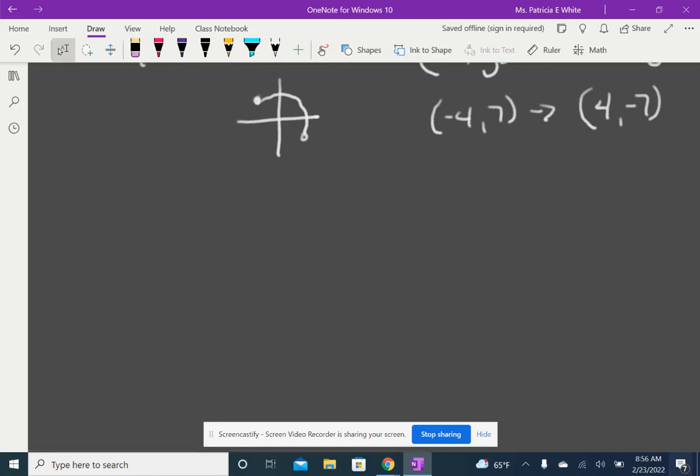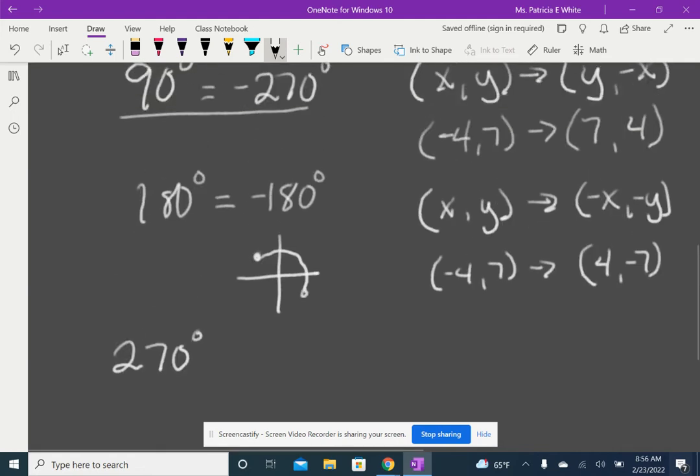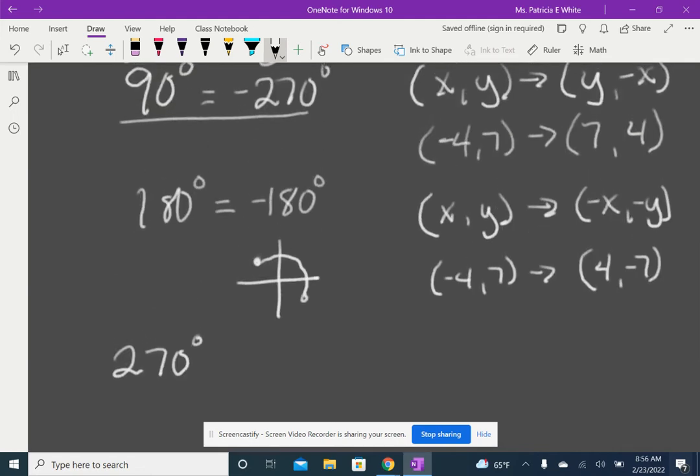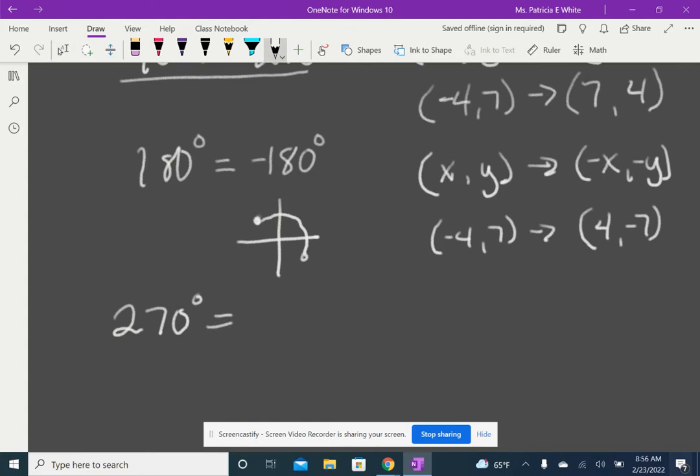All right, and the last rule we have for this is 270 degrees. Well, if a positive 90 is equal to a negative 270, you guessed it, positive 270 is equal to a negative 90 degrees, right? So my rule is almost the same. The coordinate x, y goes to, we're going to swap it, but this time the y is going to become negative.